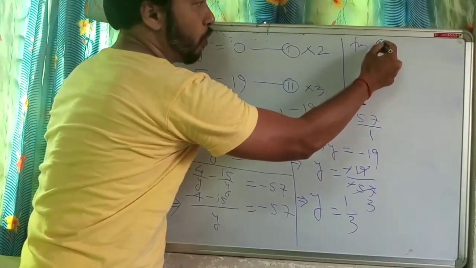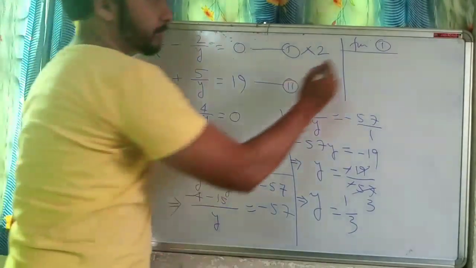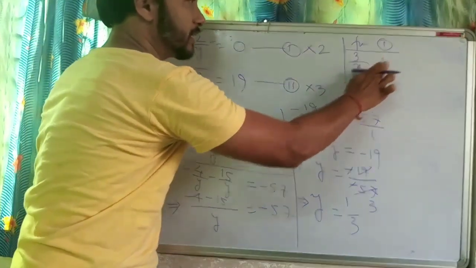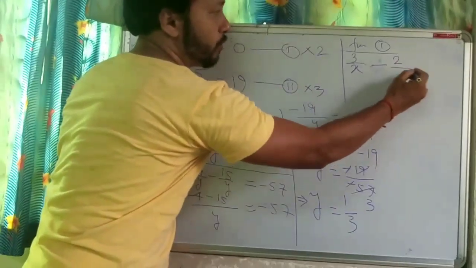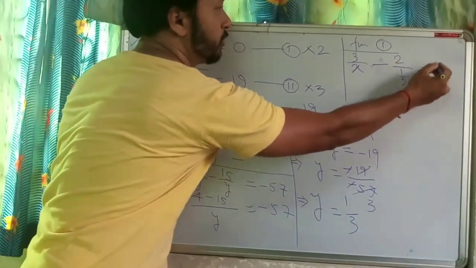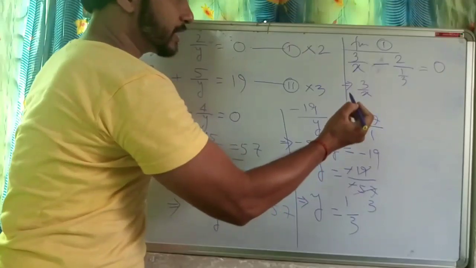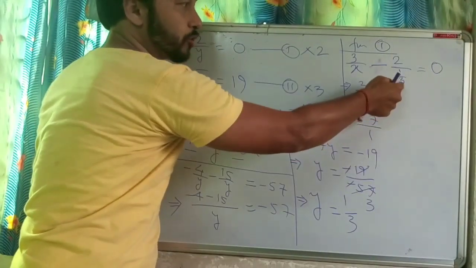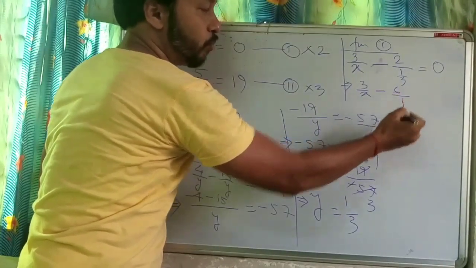From 1, 3 by x plus, it's minus 2 by y. 2 by y. What is y? 1 by 3. Equal to 0. 3 by x, 1 by 3 will be reciprocal. So 3 will go up. 3 2s are 6 by 1.